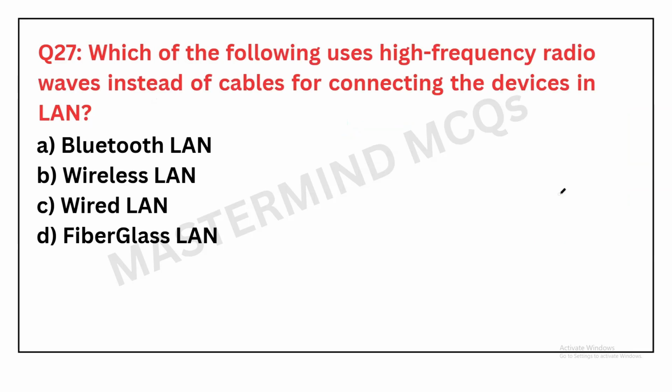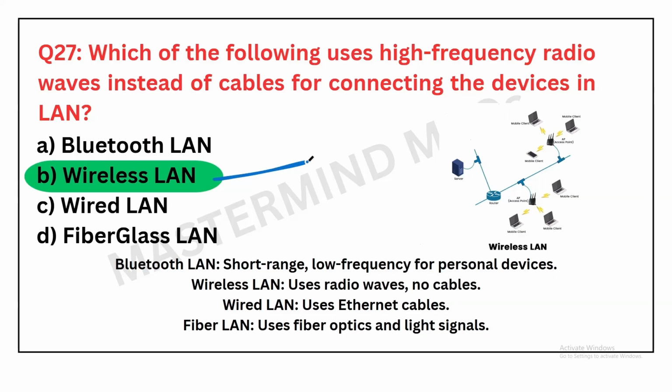Question number 27. Which of the following uses high frequency radio waves instead of cables for connecting the devices in a LAN? Option A, Bluetooth LAN. Option B, wireless LAN. Option C, wired LAN. Option D, fiberglass LAN. The right answer is option B, wireless LAN.